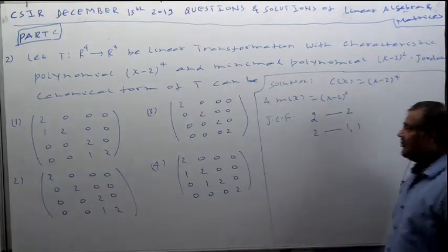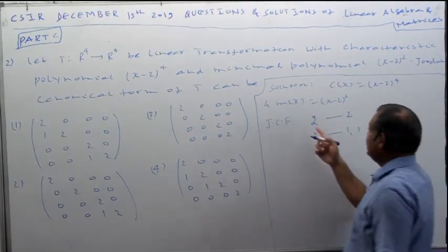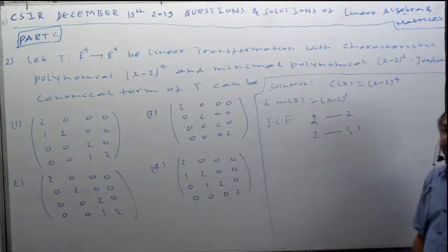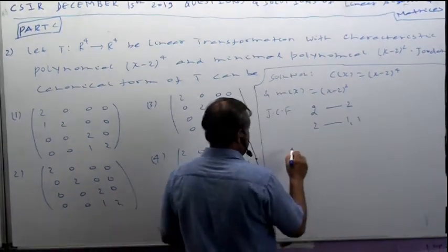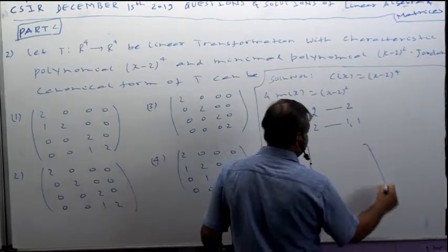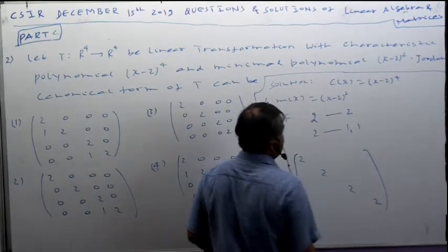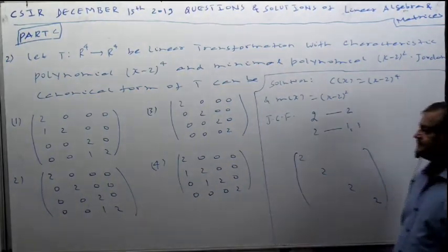So how many Jordan canonical forms will we have? Two Jordan canonical forms. In one we have block sizes 2, 2, in another block sizes 2, 1, 1. I hope the concept is sound. Now in Jordan canonical form all the eigenvalues are placed along the principal diagonal. No trouble. Are you happy?